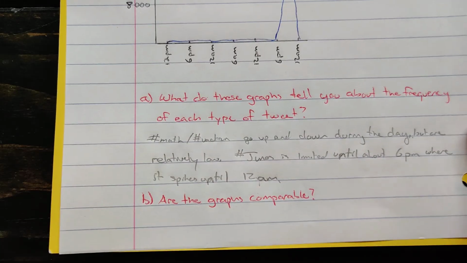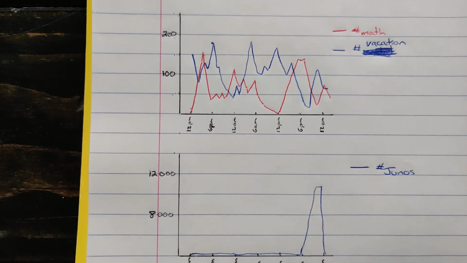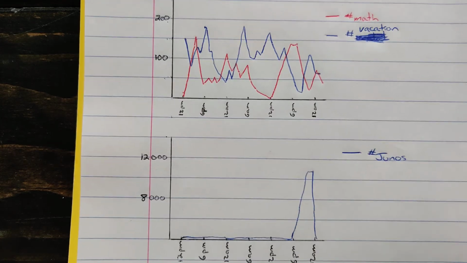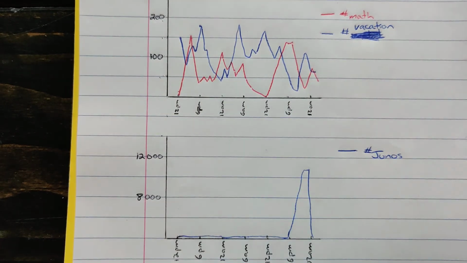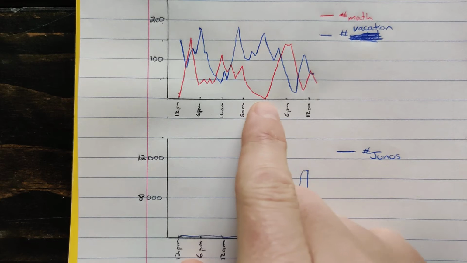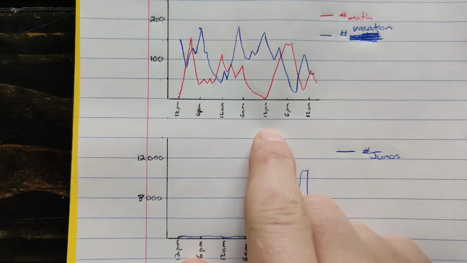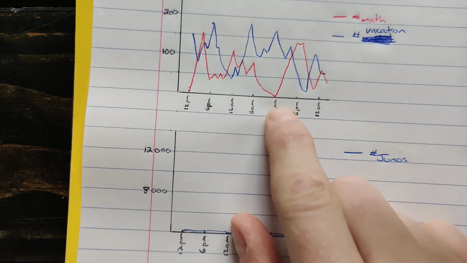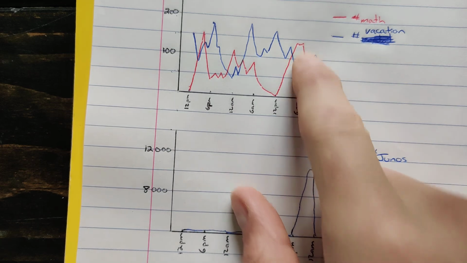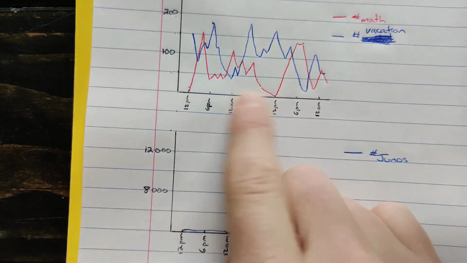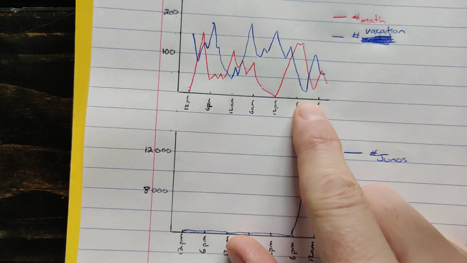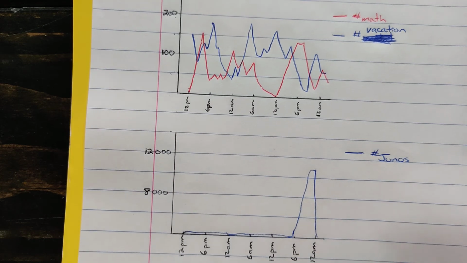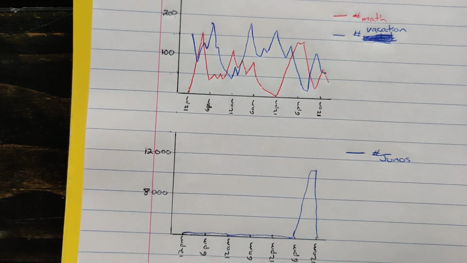The second part then says, are the graphs comparable? So if we look at them and say, well, are math and vacation comparable to the Junos? Are they really comparable? No. Math and vacation are going anywhere from almost zero in terms of math at midnight, and then peaking at noon, and then peaking during the early evening, and then vacation is dropping down to maybe 20, but neither is getting higher than 180ish. So neither of these are really that high.